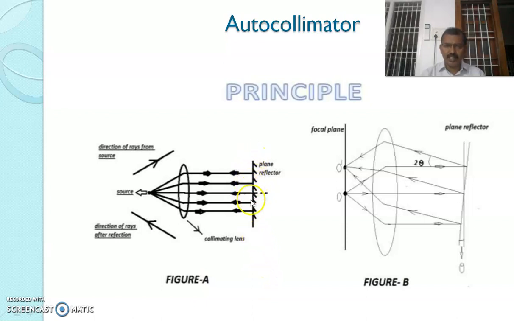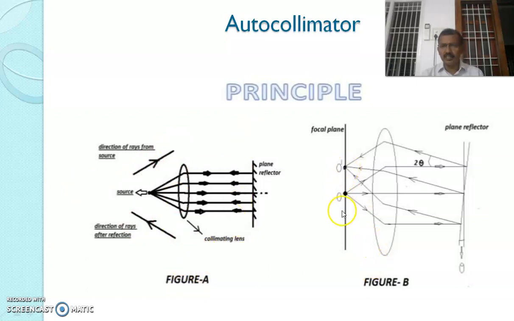Here the workpiece is perfectly at 90 degrees, so the rays are reflected back. The rays are perfectly reflected back, reach the collimating lens again, and reach the source again. See the direction: it goes in this way and returns in the same way, back to the source. Only the direction of the rays is different. This is the working principle of auto collimator.